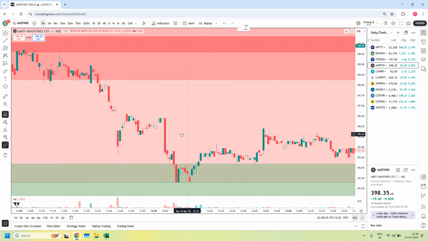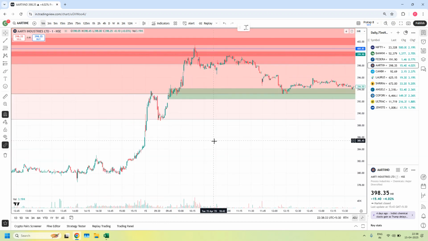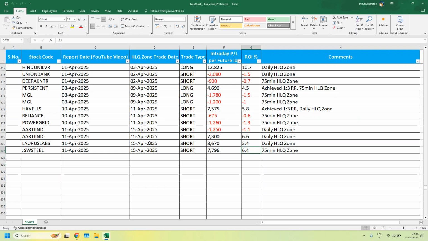10:18 and 12:09, almost 2 hours. It reached the target. So how much profit did Aarti Industries give, and how much loss also? Because the first one is stopped out, the second one is executed. Aarti Industries has given a profit of 7,300, which is 6.6% ROA.